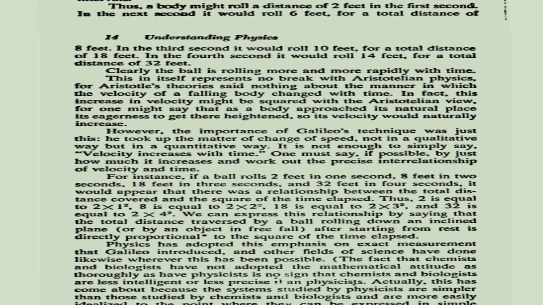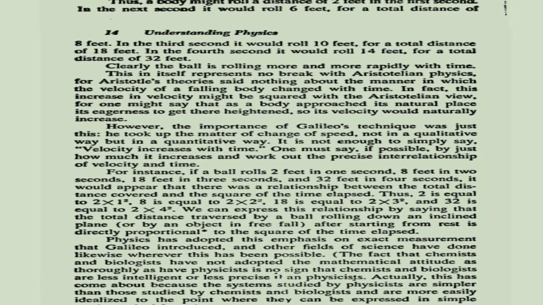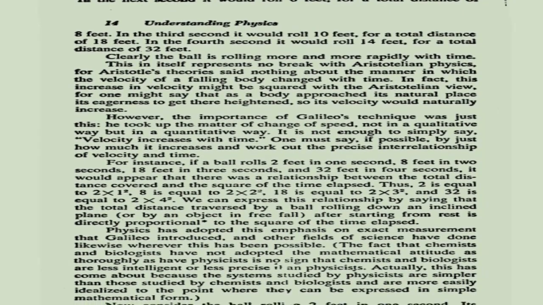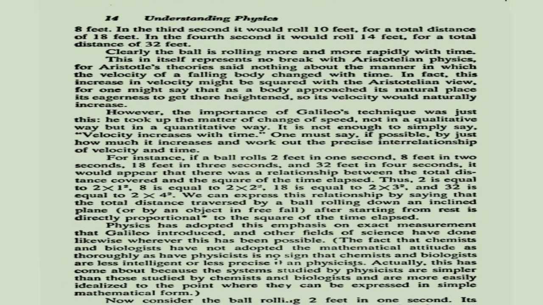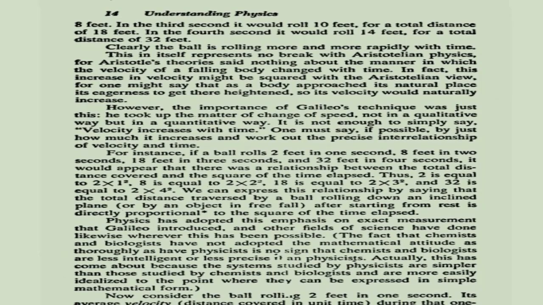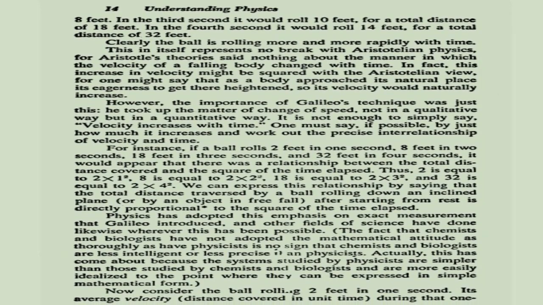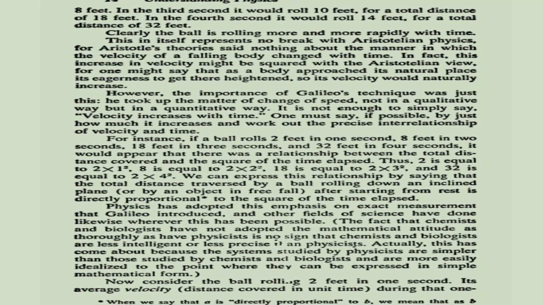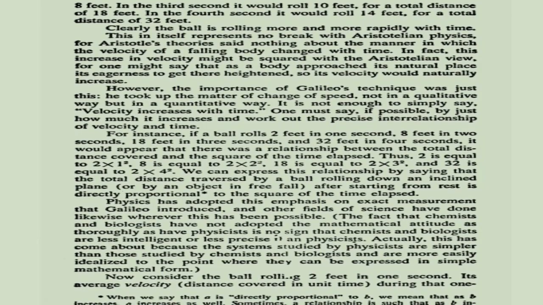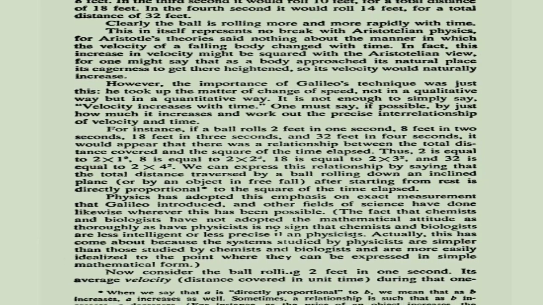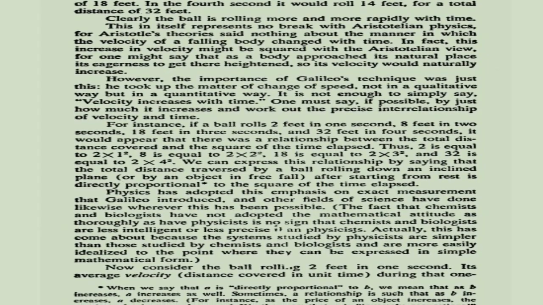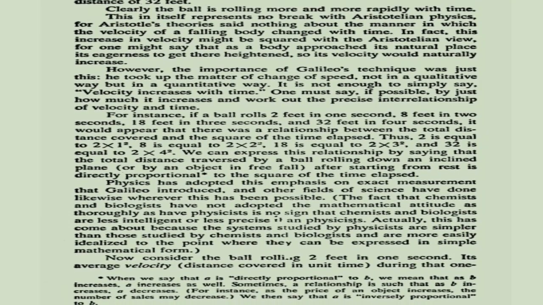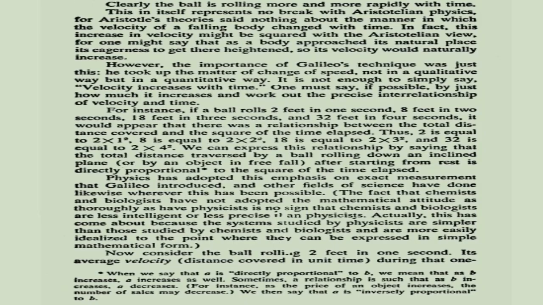Physics has adopted this emphasis on exact measurement that Galileo introduced, and other fields of science have done likewise, wherever this has been possible. The fact that chemists and biologists have not adopted the mathematical attitude as thoroughly as physicists is no sign that chemists and biologists are less intelligent or less precise than physicists. Actually, this has come about because the systems studied by physicists are simpler than those studied by chemists and biologists, and are more easily idealized to the point where they can be expressed in simple mathematical form.